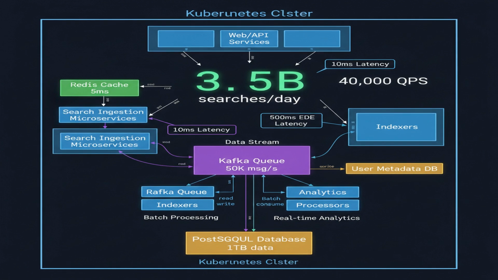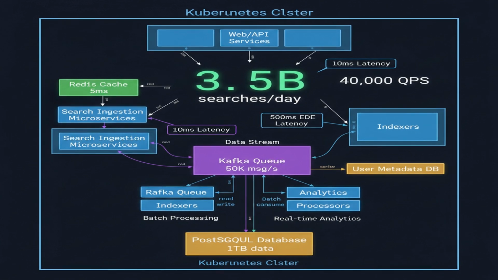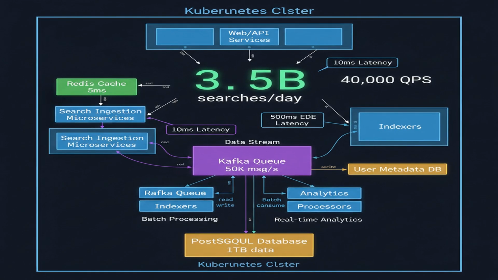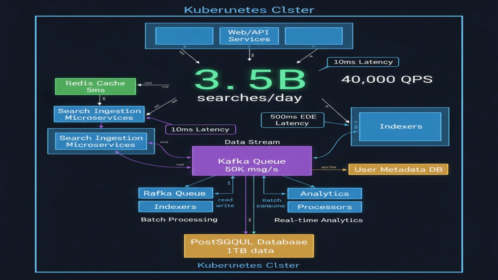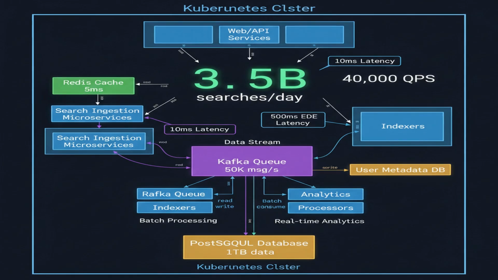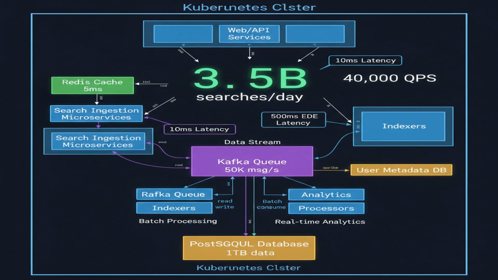Google search handles over 3.5 billion searches per day. That's 40,000 queries per second. What happens when a sudden surge in traffic overloads your database? Today, we'll explore caching strategies to handle this massive scale and prevent system meltdown.